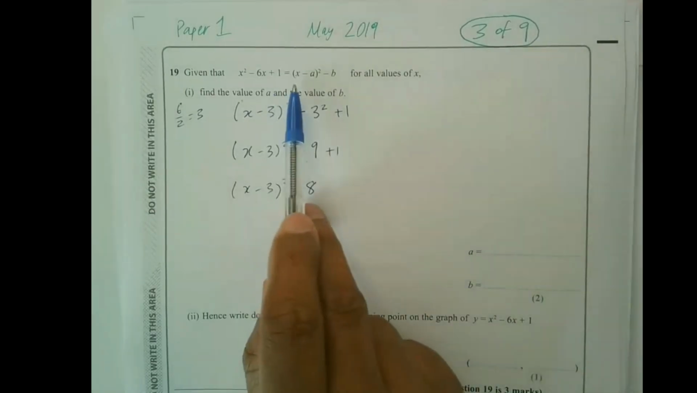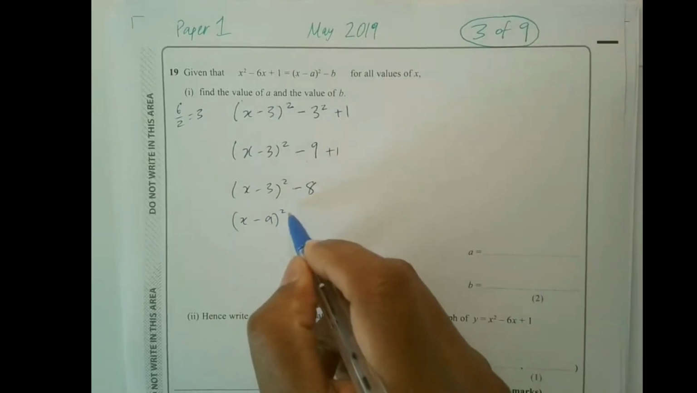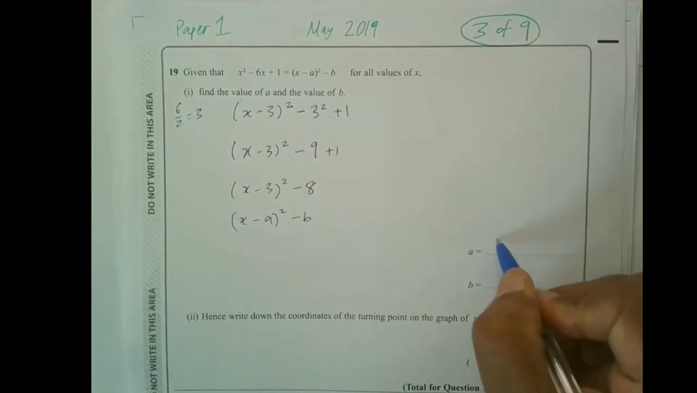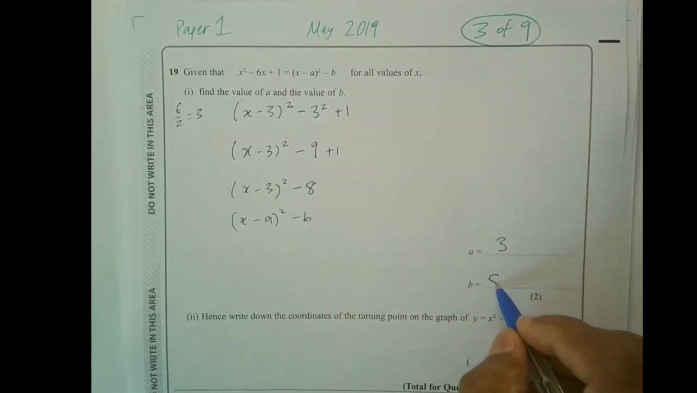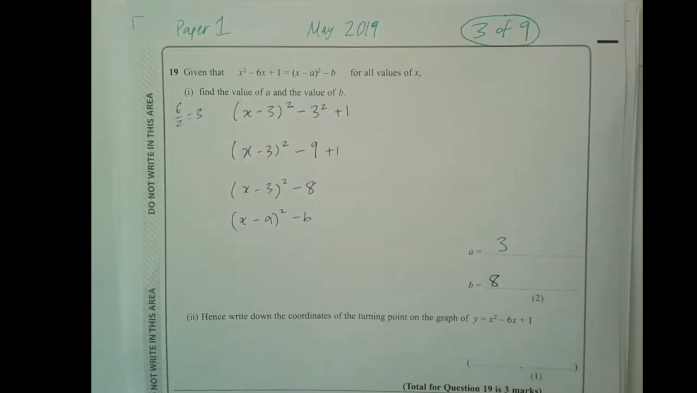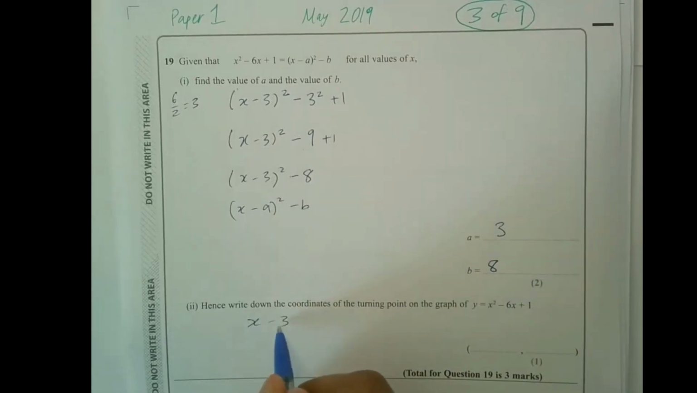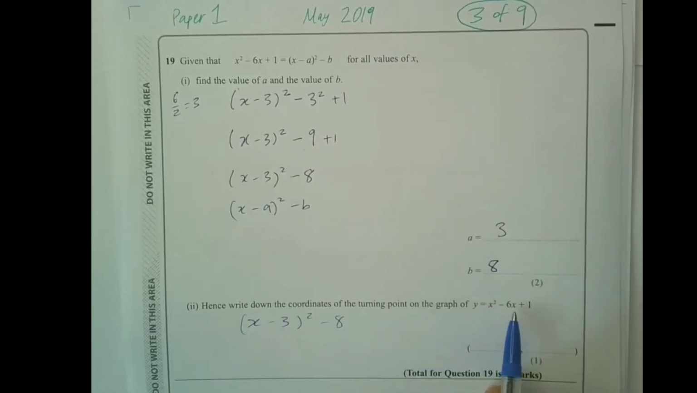And I am told it's in the form x take away a all squared minus b. So my a is 3 and my b is 8. You can see there, that's my answer. And from here, I write my x minus 3 squared minus 8. Hence, write down the coordinates of the turning point on the graph. So for the turning point, we want to find the coordinates.